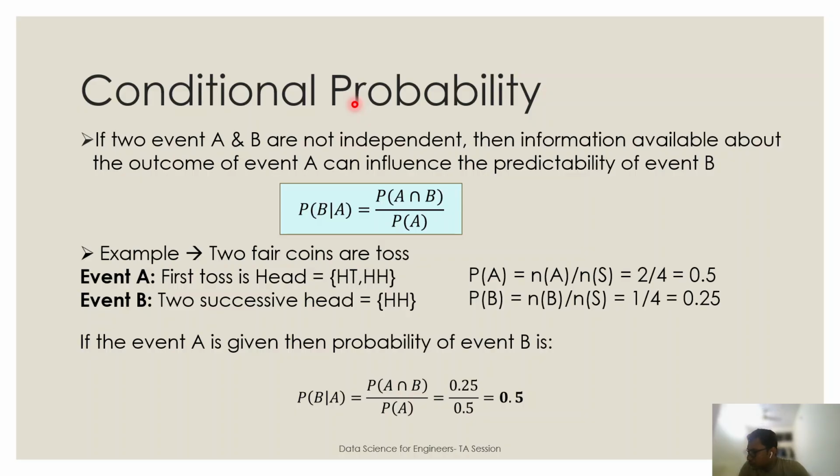How is the value 0.5 in the intersection of A and B? Explain please. Okay, so the intersection of A and B. So right now, the intersection of A union B means what?